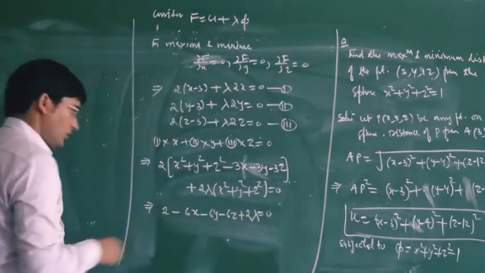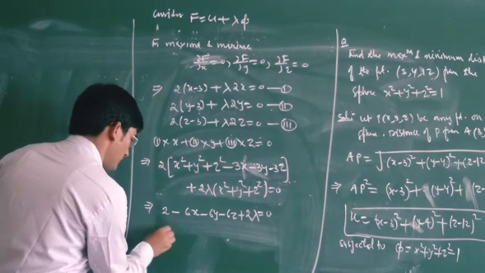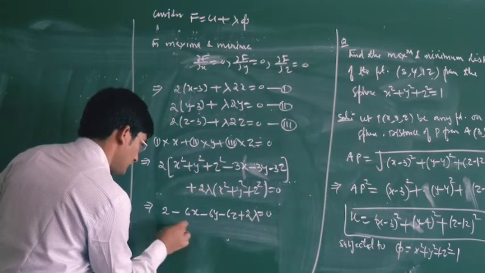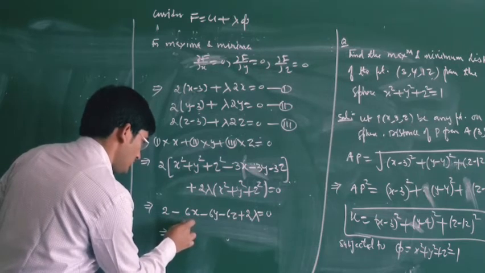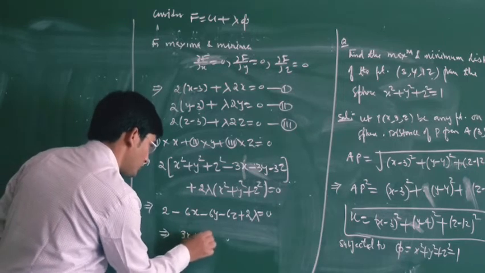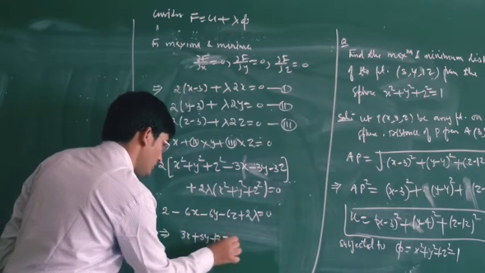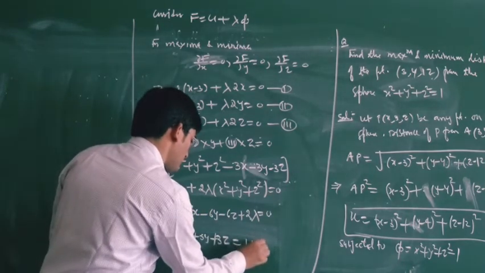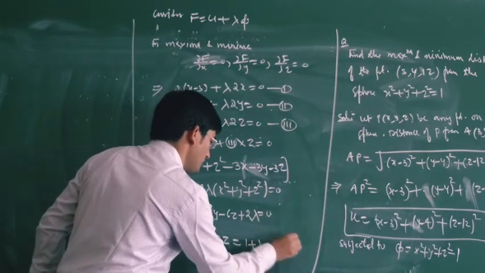So if we divide the whole equation by 2, then we have lambda, then 3x plus 3y plus 3z equal to, if we divide this whole equation by 2, then we will have this one as 1 plus lambda. So this is equation number 4.